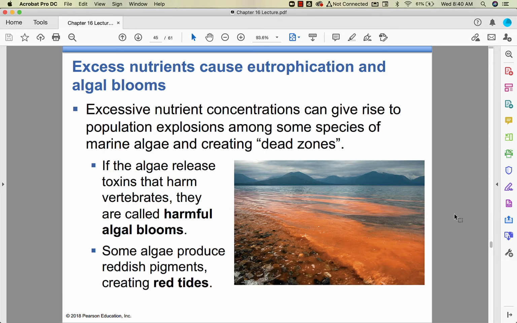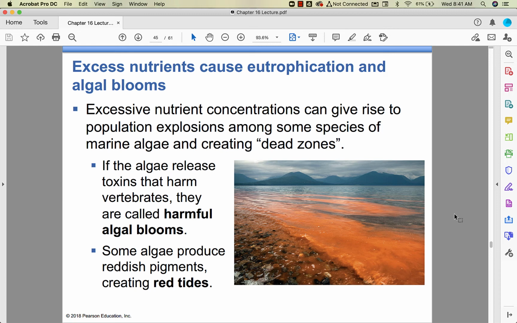All right, we talked about the dead zones and eutrophication. Sometimes those algae, when they bloom, they can produce what's called a harmful algal bloom. And a lot of times when they close the beaches for swimming, it's because of the algal concentration, the toxin concentration in the water. So when they tell you not to go swimming, don't go swimming.